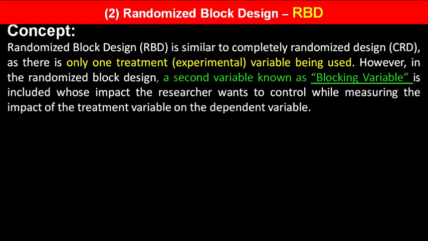Next is completely randomized block design. This is a second method of formal experimental design. Randomized block design is similar to completely randomized design, as there is only one treatment experimental variable being used. However, in the randomized block design, a second variable known as blocking variable is included, whose impact the researcher wants to control while measuring the impact of the treatment variable on the dependent variable.